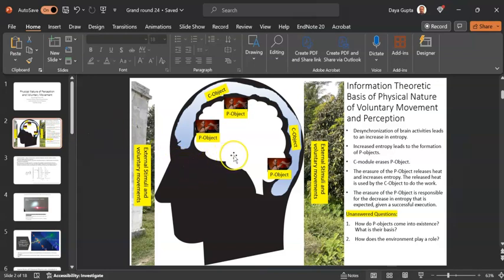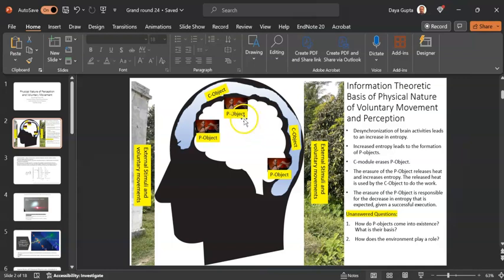Basically, I proposed that there are P objects that are created as a result of information processing. These contain bits of classical information, which are erased as the entropy or randomness in the brain's activity pattern is reduced as a result of interaction of the brain with the environment. And this reduction in the randomness or entropy is responsible for the knowledge that underlies perception and voluntary motor control.